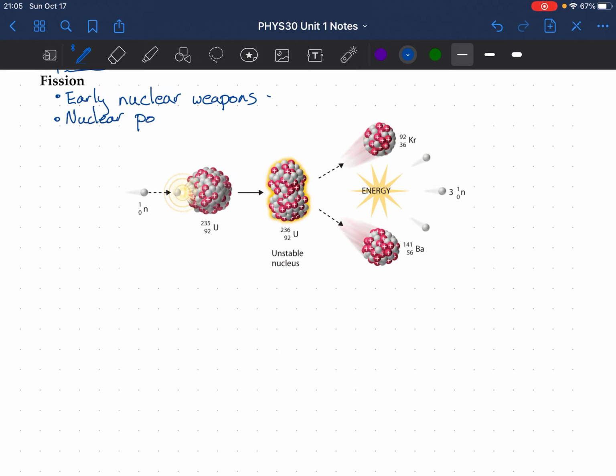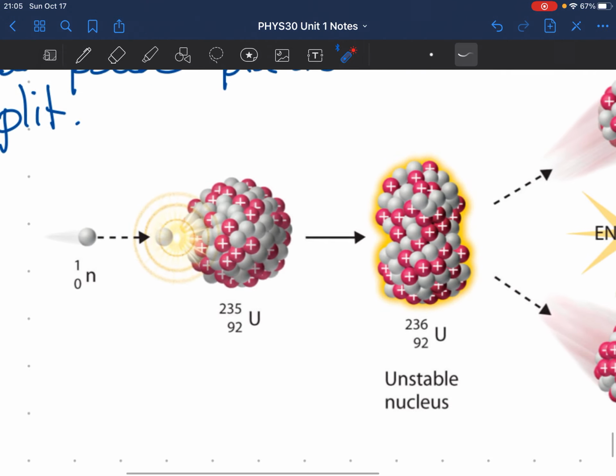And this is found in nuclear power plants. All right, so fission means to split. So here's what happens when we do a fission reaction. You start with the common one that's used in some nuclear power plants.